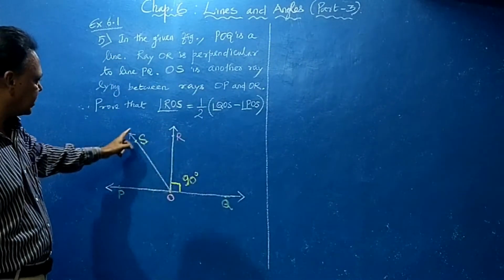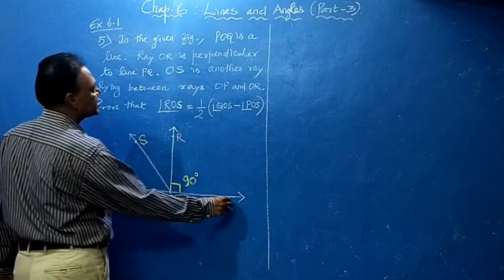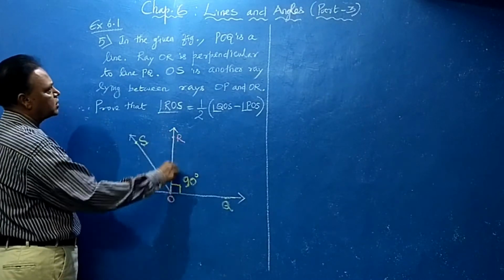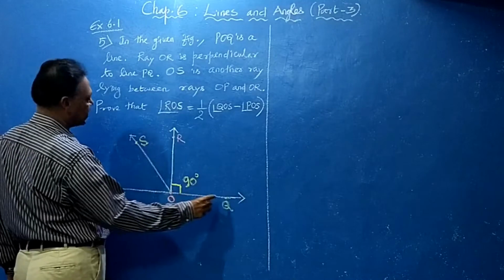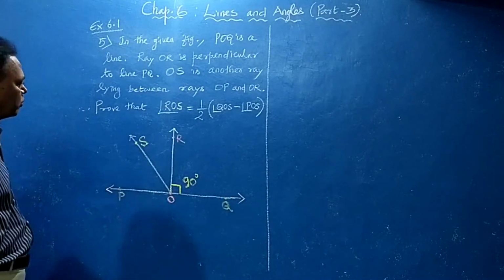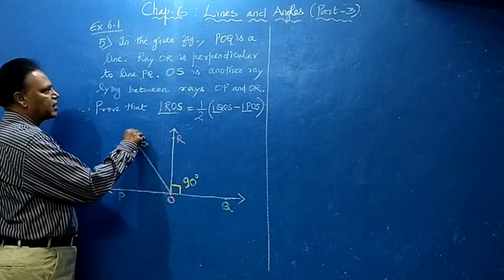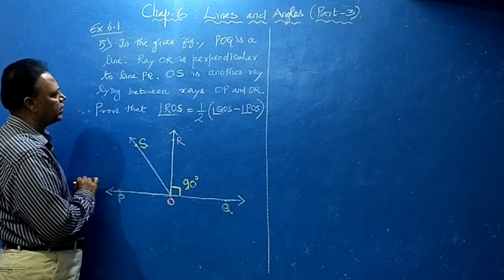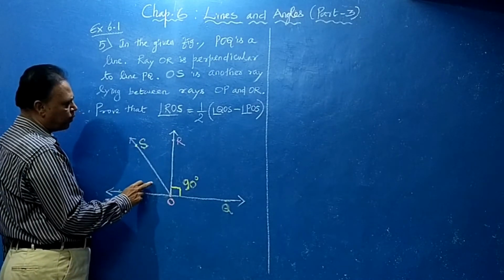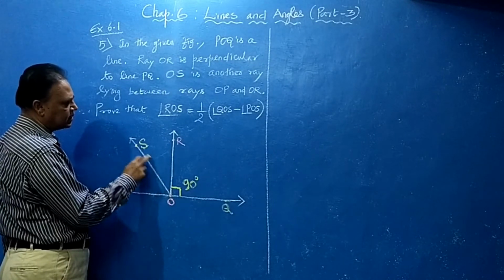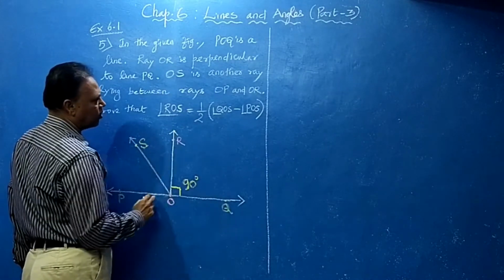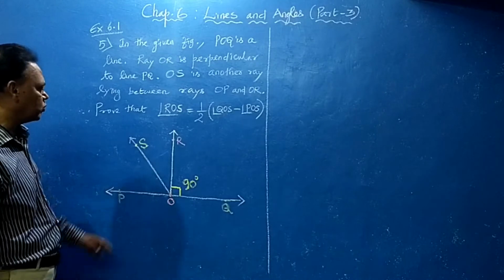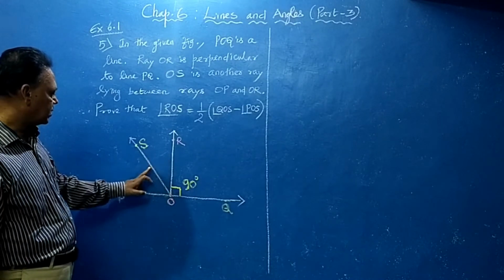In the given figure, POQ is a line and ray OR is the ray which is perpendicular to PQ. OS is another ray lying between OR and OP. Prove that angle ROS is equal to half of angle QOS minus angle POS. Here, this angle you have to find out.